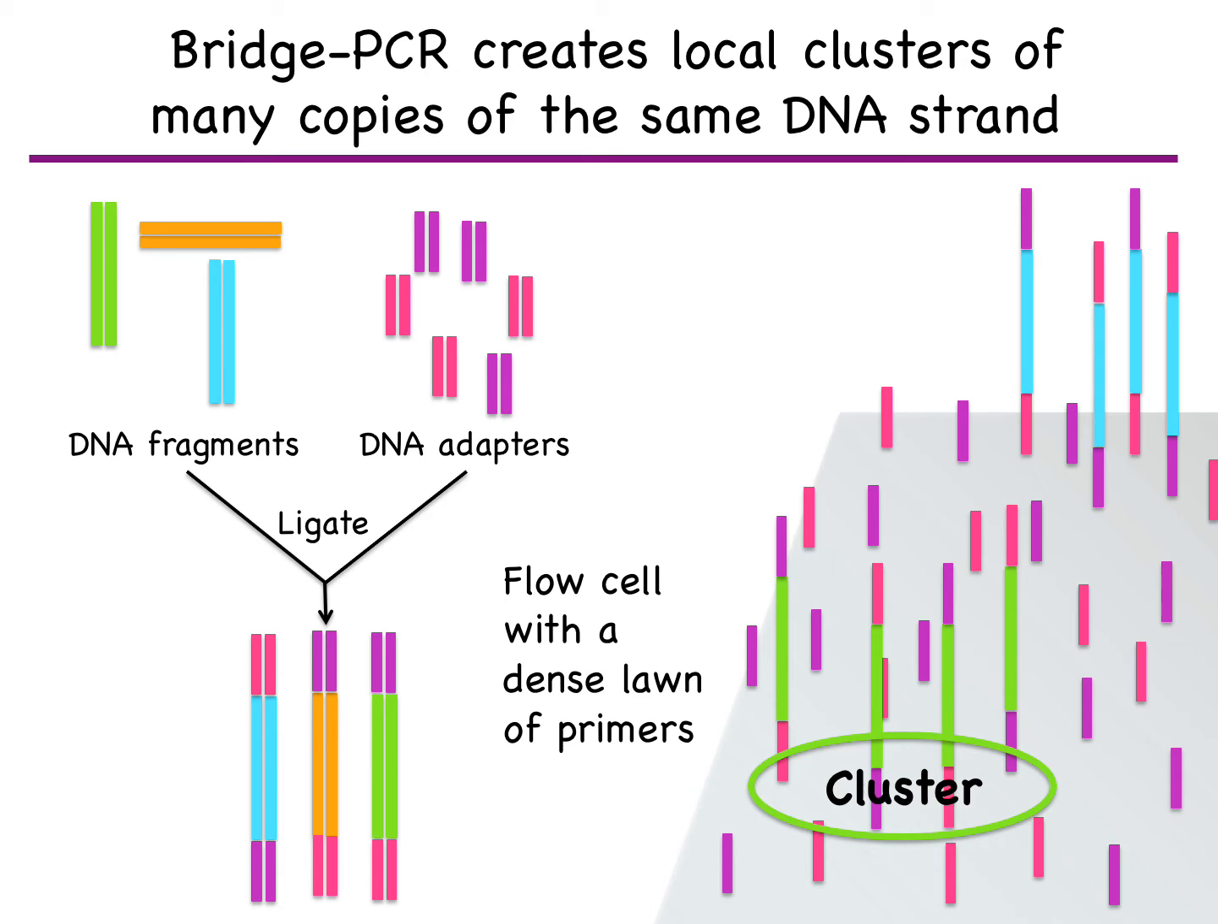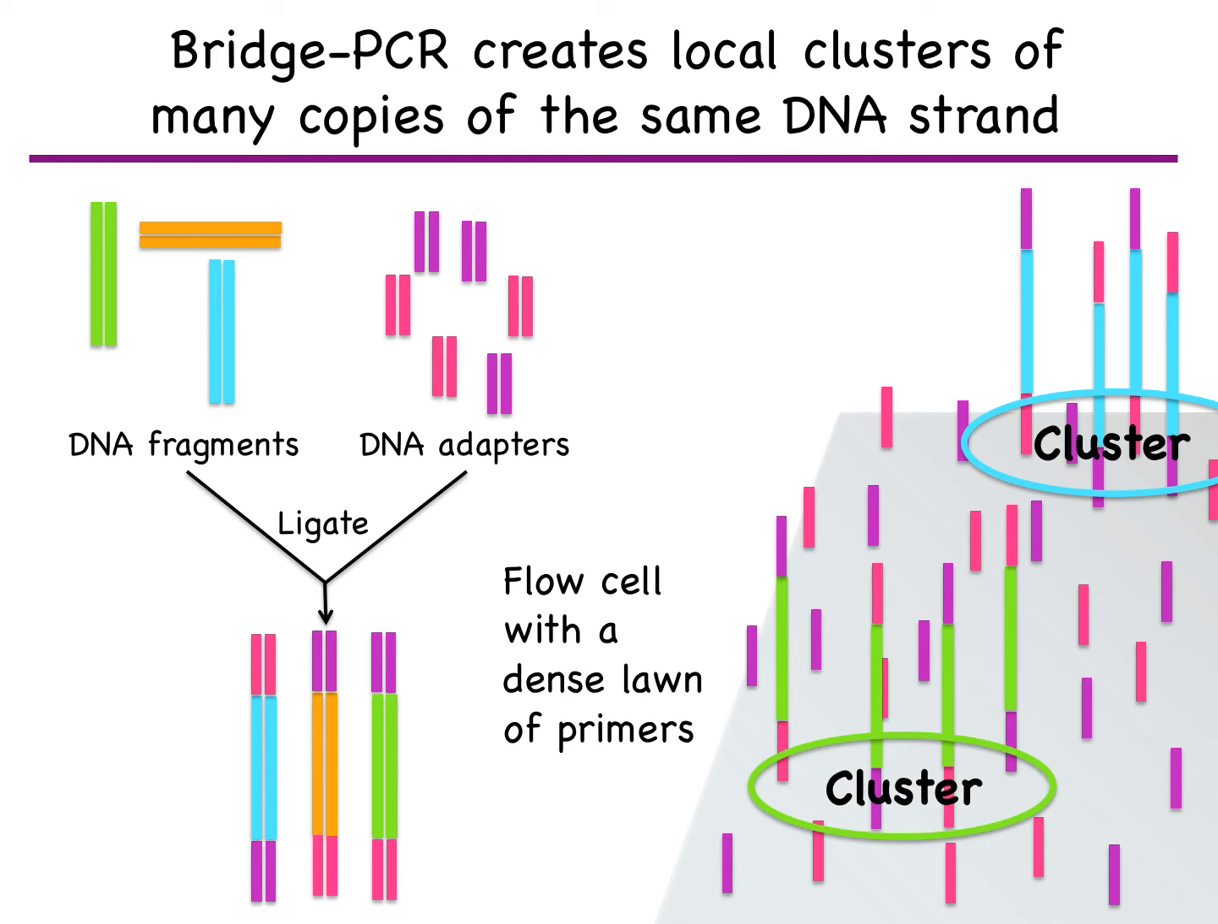And basically what you end up with is these clusters, where in a small region of the flow cell you'll just have amplified the sequences that first drop down there. You'll have many, many copies of that same sequence on that part of the flow cell. So in this case, you have two different clusters, and this is the starting point for the sequencing reaction. So you have this green cluster and this blue cluster.